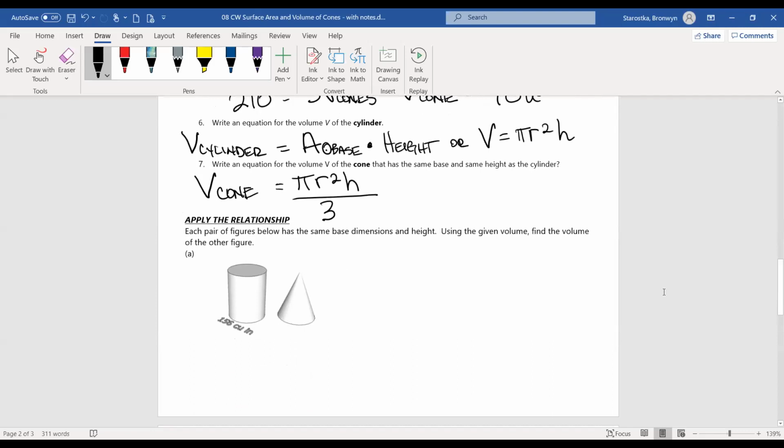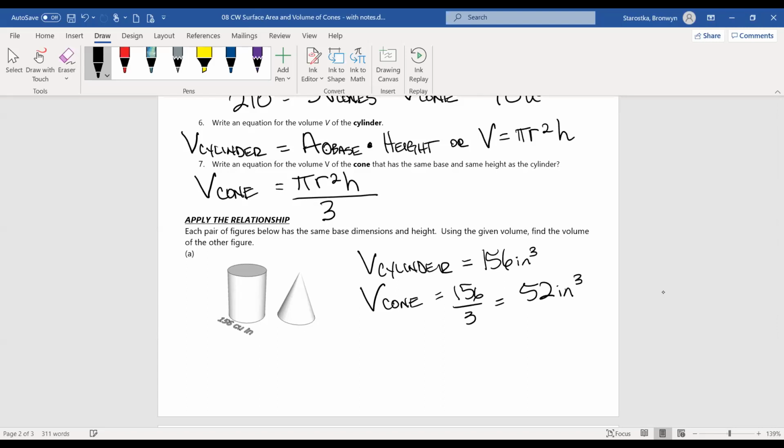So applying that, each pair of figures below has the same base dimensions and height. Use the given volume to find the volume of the other figure. So if we know that the volume of the cylinder equals 156 inches cubed, the volume of the cone is 1/3 of that. The 156 divided by 3 is going to be 52 cubic inches.